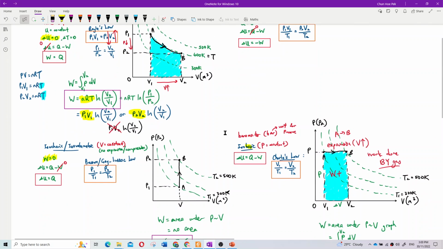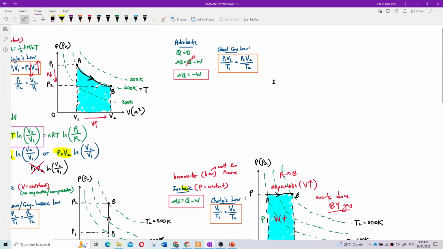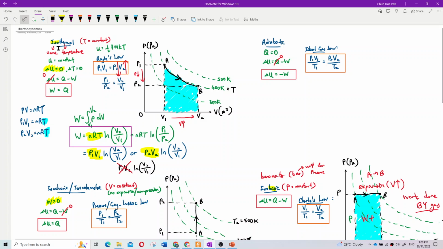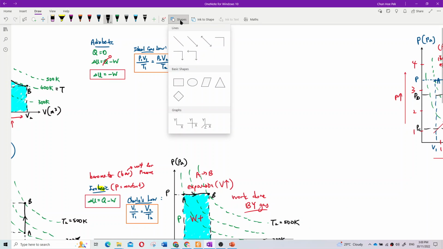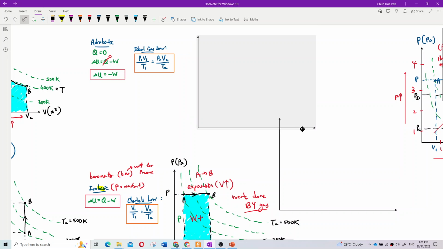Okay. Now, I want to talk about this adiabatic. How does the graph look like? Why I put adiabatic at the same level with isothermal? Because I want to compare between isothermal process and adiabatic, because there are some similar things between these two. Okay, let's draw the graph for this one, adiabatic.